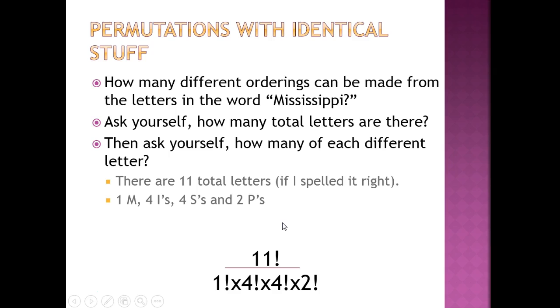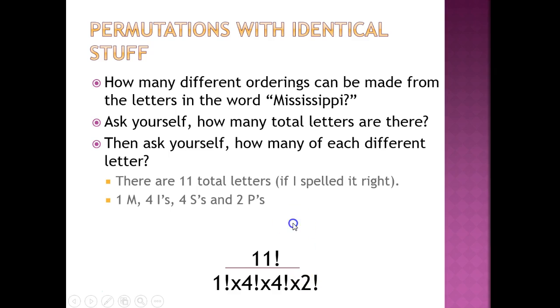Let's look at another one. How many different orderings can be made from the letters in the word Mississippi? Ask yourself, how many letters are there in Mississippi? There's 11. Then say, well, how many duplicates do I have? First of all, in the numerator, 11 total letters, 11 factorial. Then I've got 1 M, so in the denominator, 1 factorial, which is just 1. You could just put a 1, times 4 factorial, times 4 factorial, times 2 factorial.